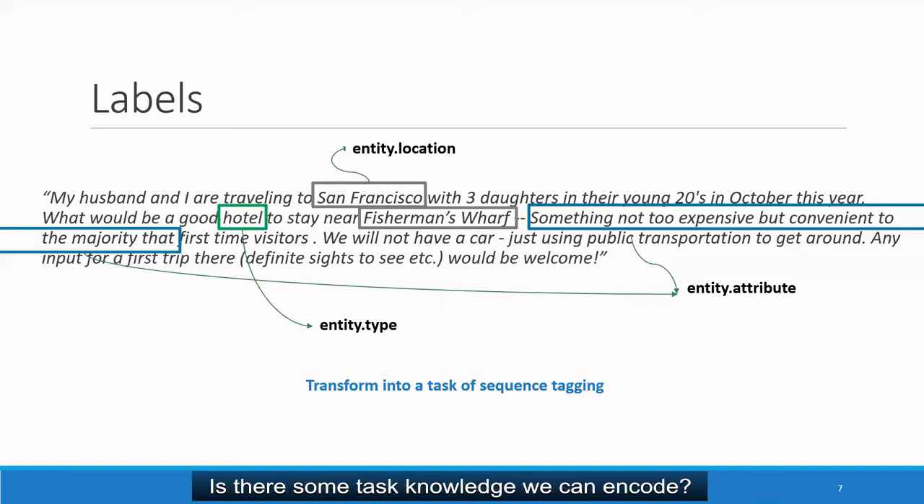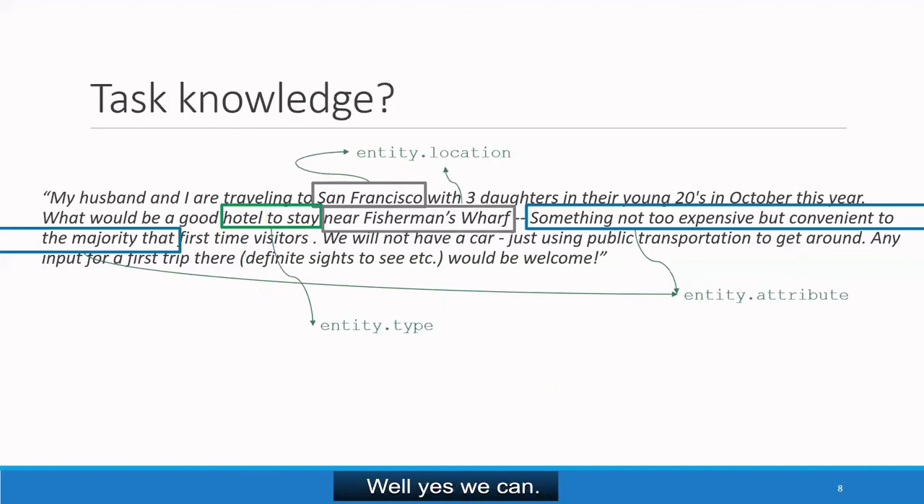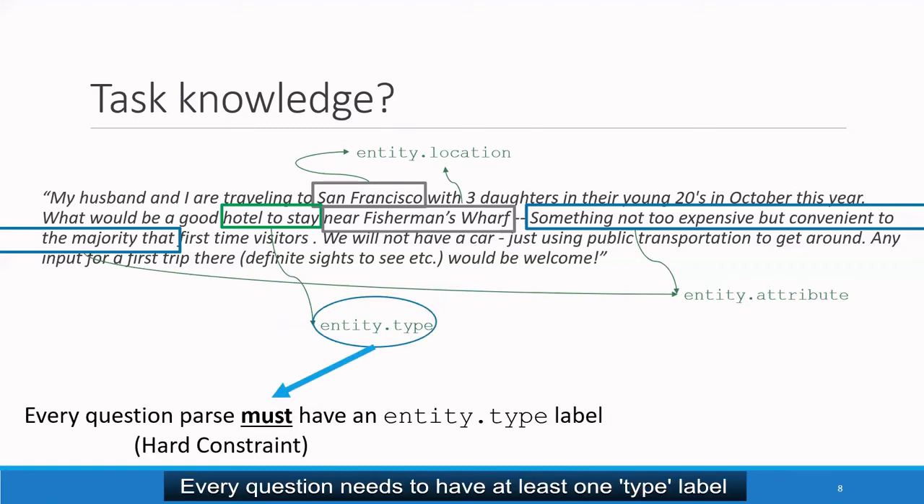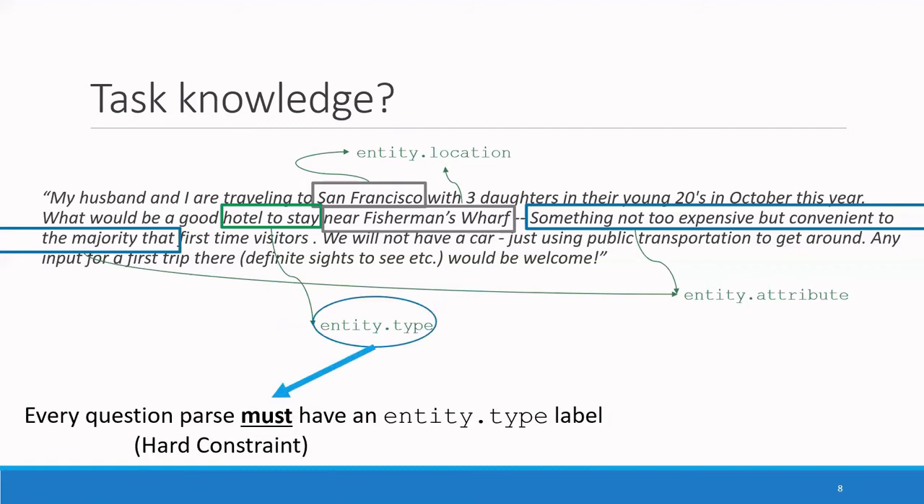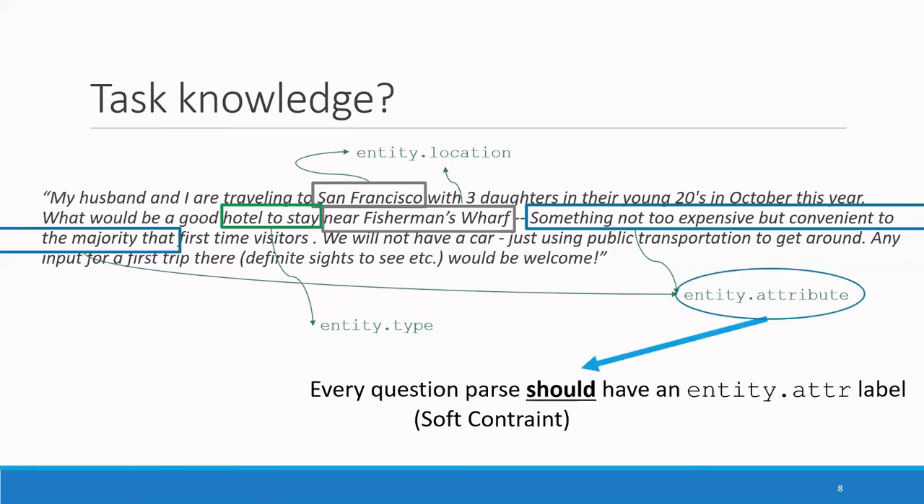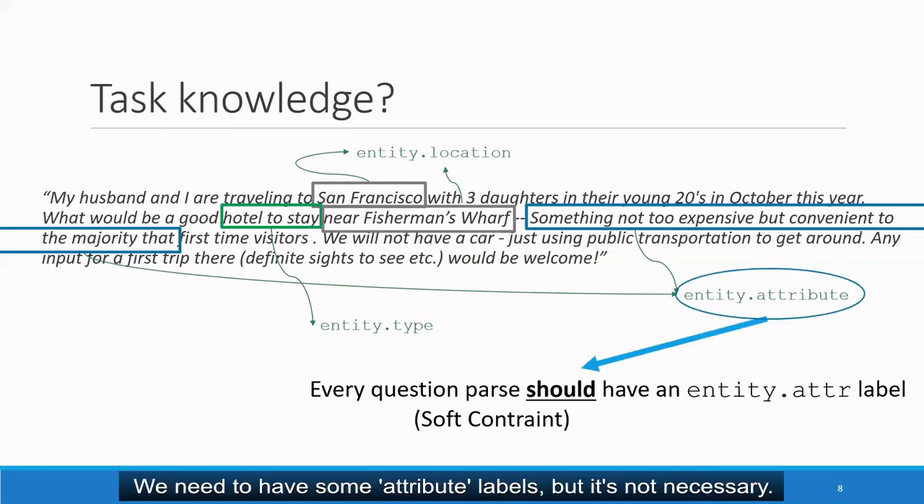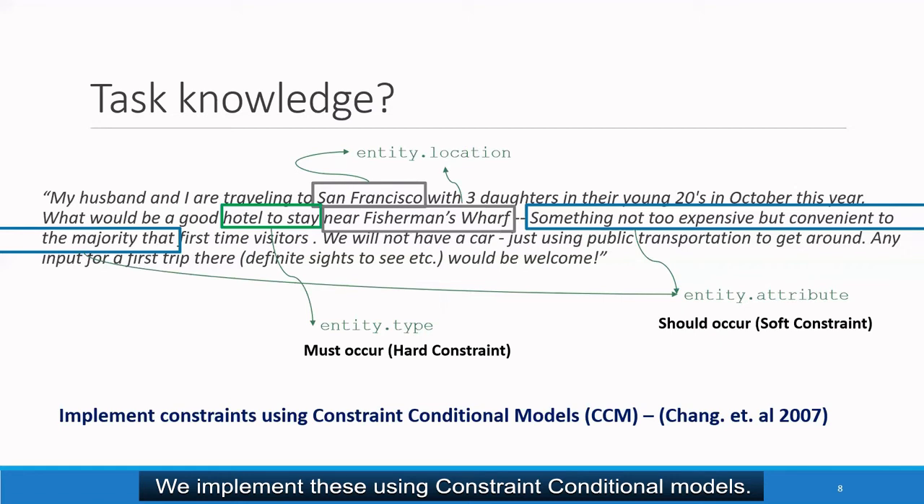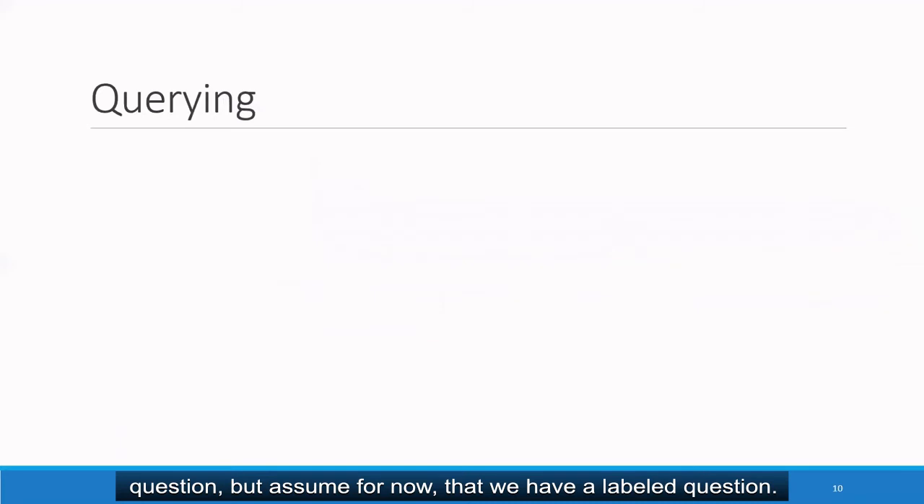Like I mentioned previously, we also want to use very little training data. Is there some task knowledge we can encode? Well, yes, we can. Every question needs to have at least one type label because questions are seeking information. We need to have some attribute labels, but it's not necessary. We implement these using constrained conditional models. The paper described details of how we use a neural network model with constrained conditional models to build a tagger that labels each question. But assume for now that we have a labeled question.